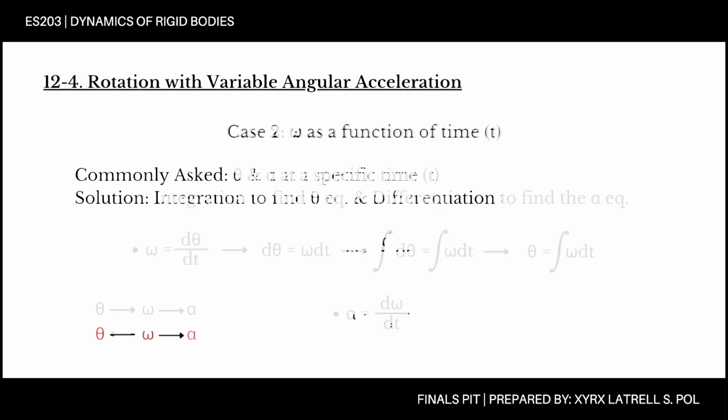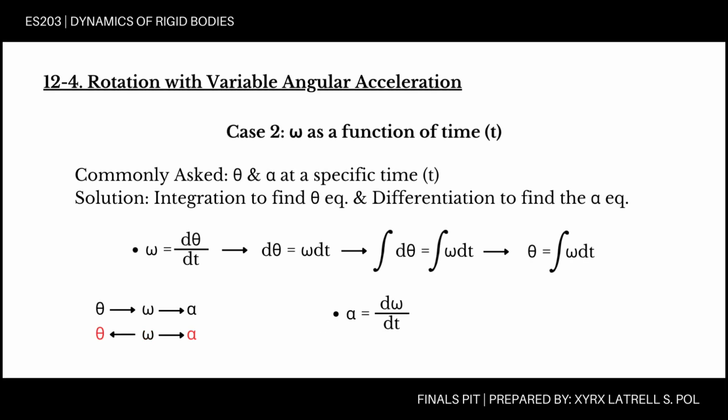For case 2, where you are given omega as a function of time, you are usually asked to find theta and alpha at a certain time. What you will do here is to integrate the function to find the equation of theta and also differentiate to find the equation of alpha. As you can see here on the left, we know that theta derives to become omega and omega derives to become alpha.